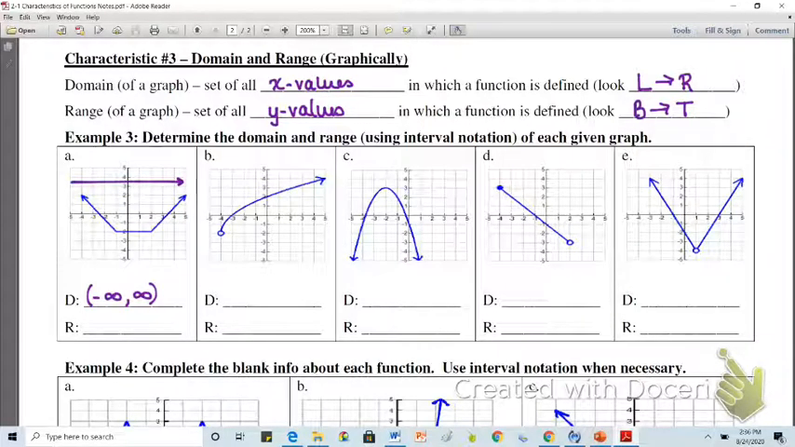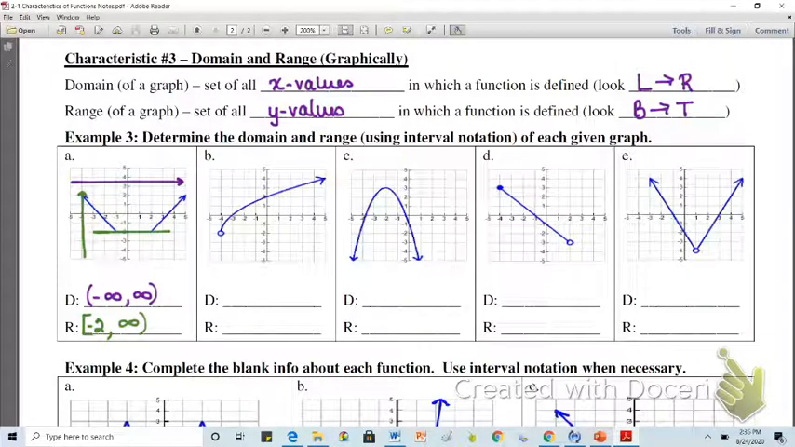Next, let's look at the range. So the range is bottom to top. Here, there is a clear starting point. There is nothing below this green line. So my graph starts at -2. And -2 has a point there, so it is going to be a bracket. Now it goes on forever and ever and ever as it goes up. That's what those arrows mean. So it doesn't have a stopping point, and therefore it goes to infinity.